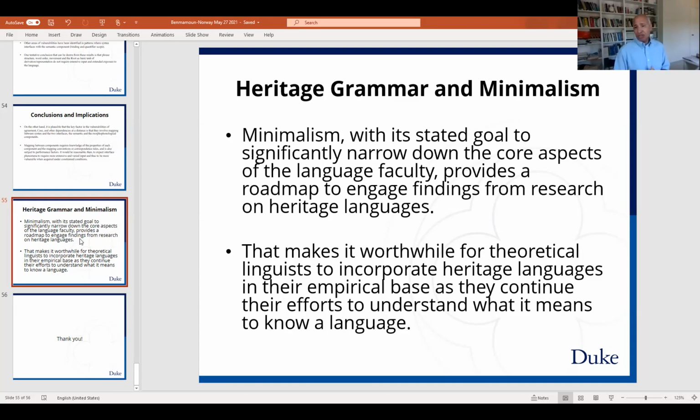But it is worthwhile for theoretical linguists to incorporate heritage languages in their empirical base. We need to widen the empirical base beyond what we call the ideal native speaker of the language, because there's so much that we can learn from these speakers who are remarkable. And again, I would urge all of us, when we look at heritage speakers, to also focus on how they have been able to maintain and acquire these languages in a different context where there are other pressures on them not to acquire those languages. And that is a remarkable thing to do. But it is remarkable for us as linguists who are trying to understand what it means to know a language.